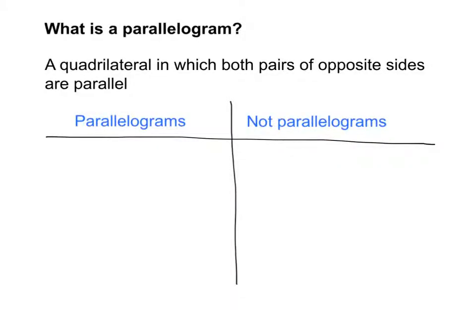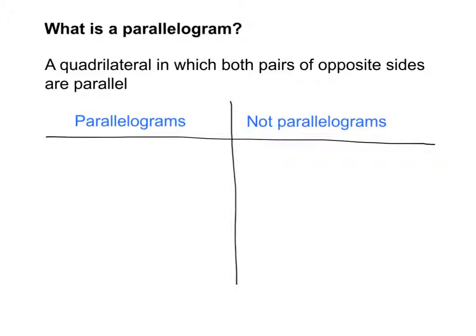So let's review just a bit. We already talked about how a parallelogram is a quadrilateral. What does quadrilateral mean? Sadvika? It has 4 sides. Okay, a figure with 4 sides in which both pairs of opposite sides are parallel. So let's draw some examples. Go ahead and write this T-chart in your notebook.